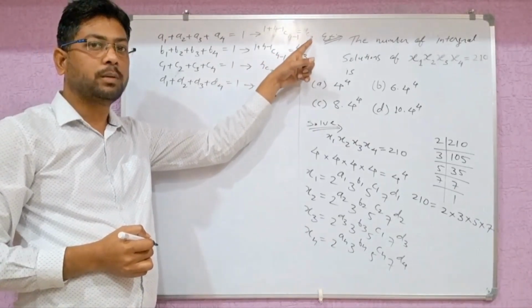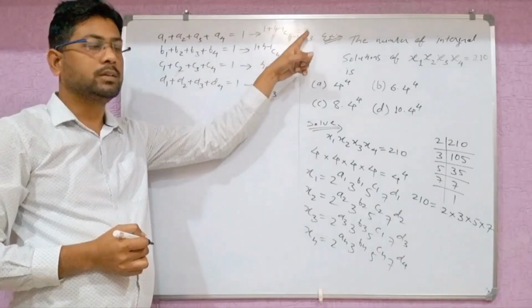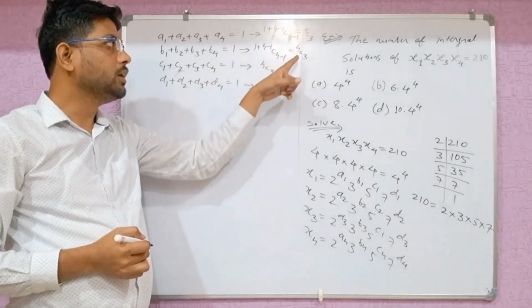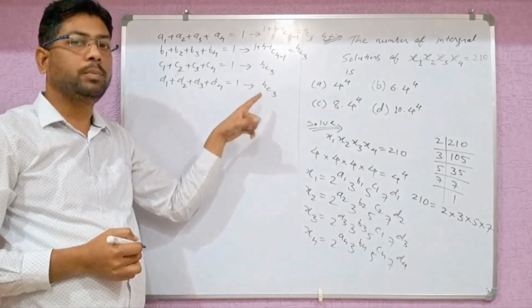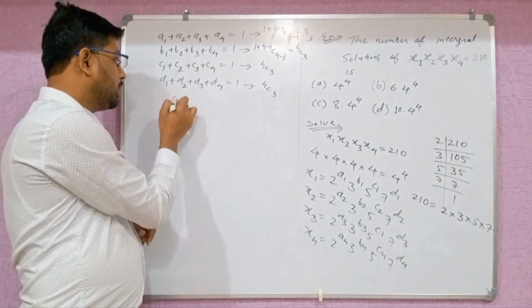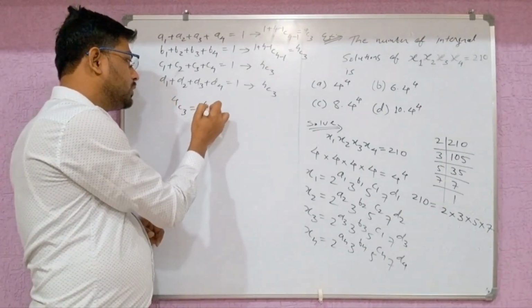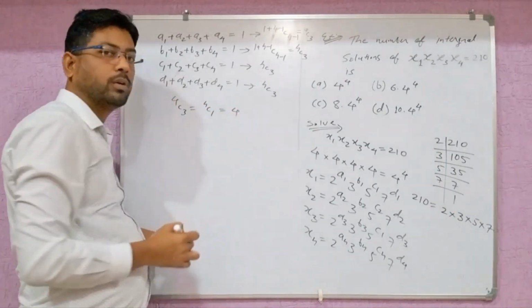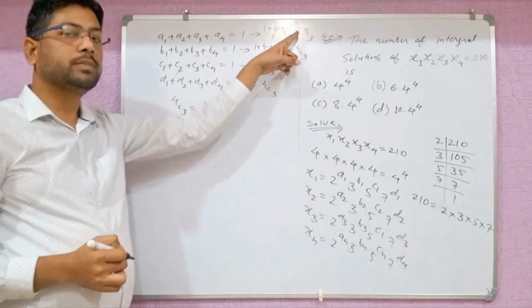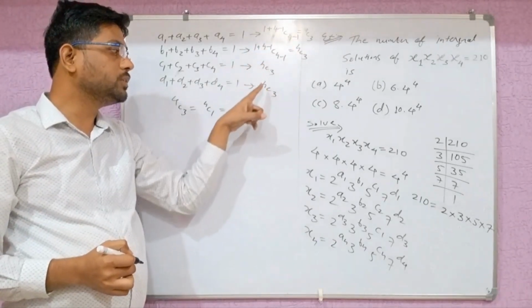Okay, 4C3 means 4C3 or 4C1, this can be written. That is nothing but 4 only. Here also this will be 4, this will be 4, and this will be 4. So 4C3 is equal to 4C1, which is 4. So the solution of this will be 4, this will be 4, this will be 4, this will be 4.